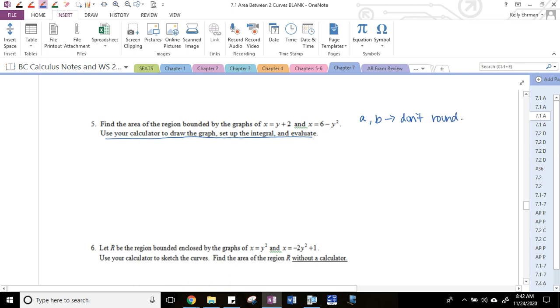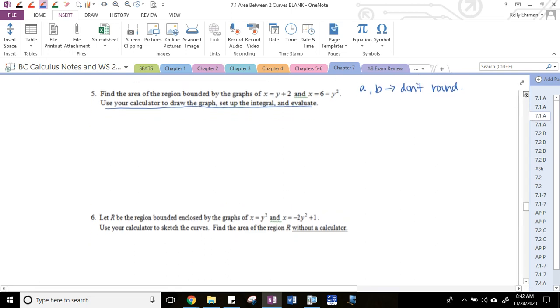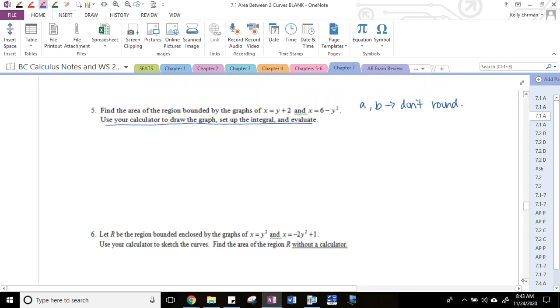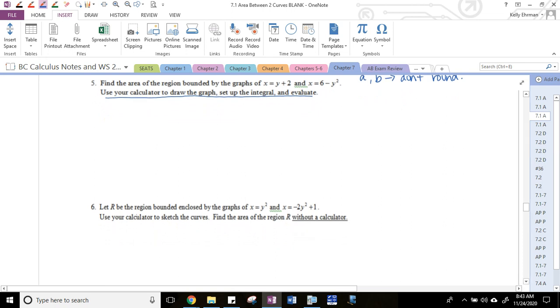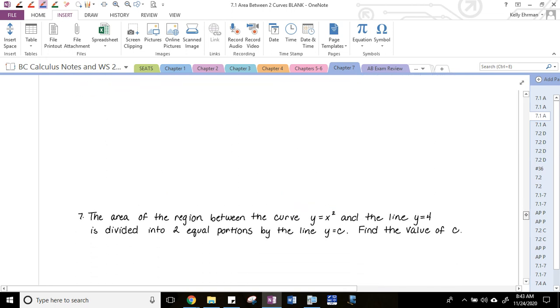I may end up making a part 2 video that goes through the rest of this, like, wait, what do I have to do for all of this? But I think you can try it on your own, and just don't round for your upper and lower bounds. Do this one without a calculator. So just pay attention to the directions to see, am I supposed to use a calculator or not?